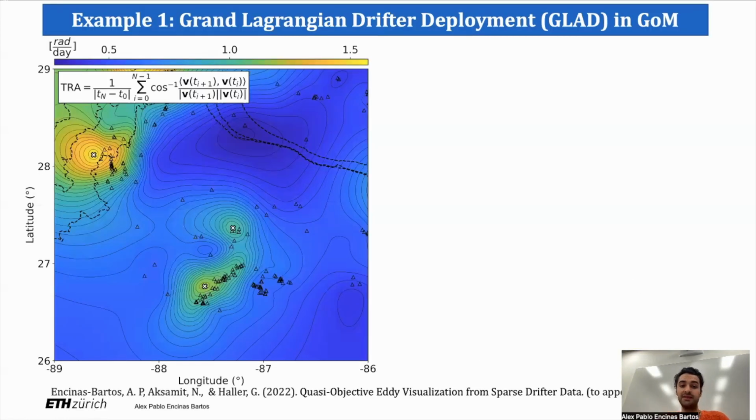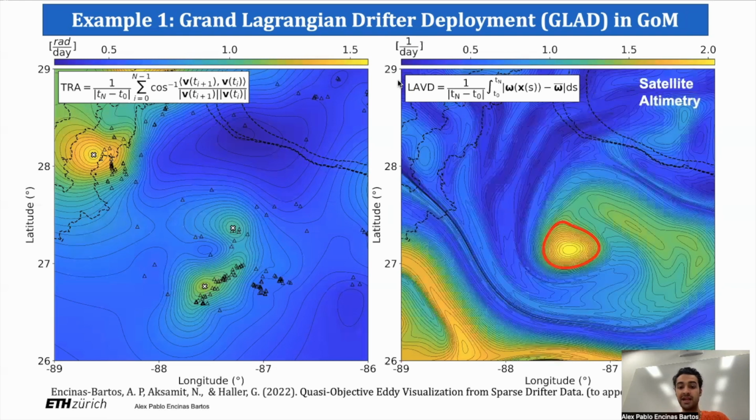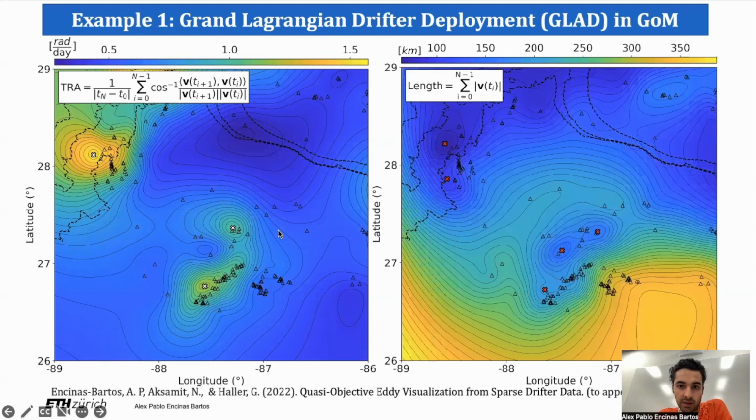Now we try to independently verify the features we get using some alternative data. In fact, we computed the LAVD field from satellite altimetry data. Now the LAVD field similarly displays this rotational feature here at the open sea. However, it does not display the high shear at the outlet of the Mississippi River in this coastal region.